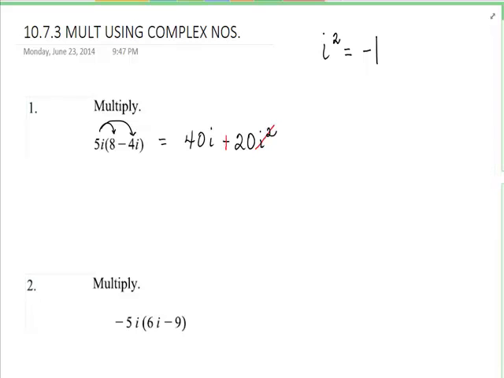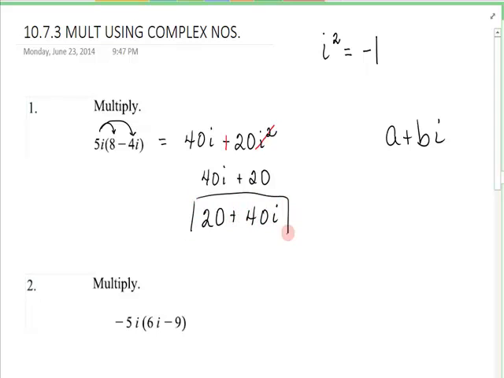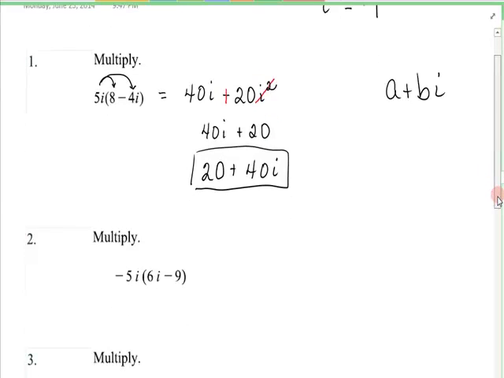So what do I have? I have 40i plus 20. And since complex numbers are written in the form a plus bi, it is customary to write the real part first and the imaginary part second. So it is customary to see that as 20 plus 40i. All right, let's look at our next one.